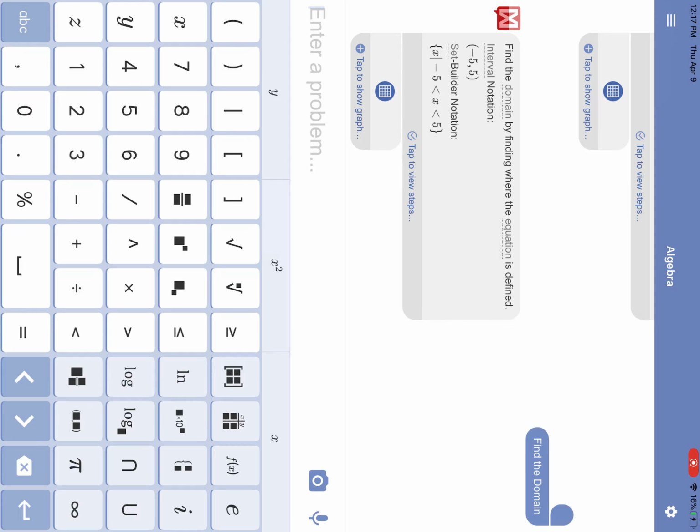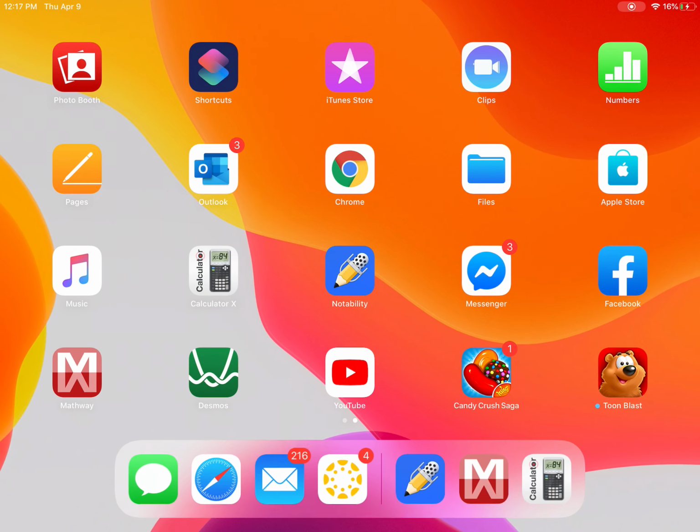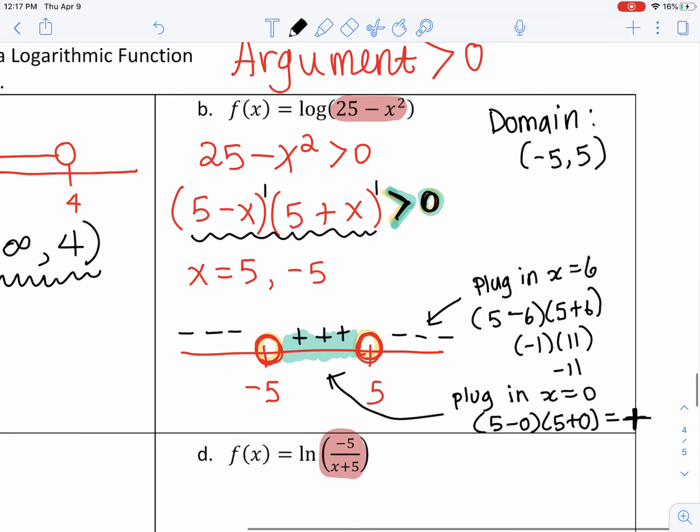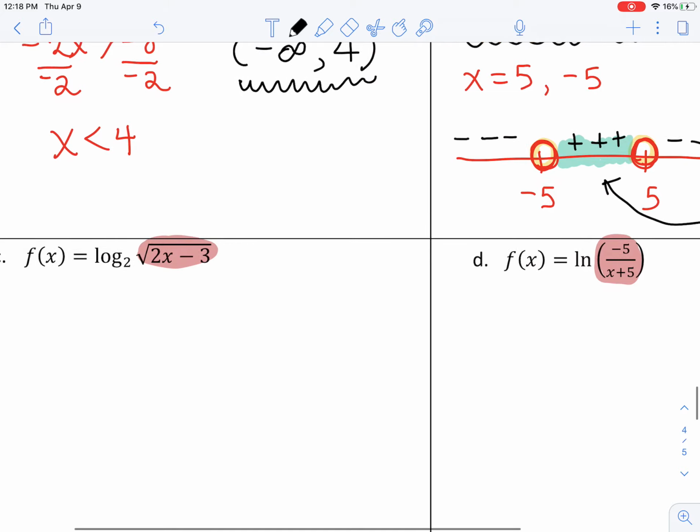I know what's out there. I know what's available for you. But I want you to be able to show me the work. You can check the answer, right? But I want you to be able to show me all that work that supports the answer, because it's important for you to know how to find these instead of just typing into an online calculator, okay? All right, but that was a good review of a polynomial inequality problem.